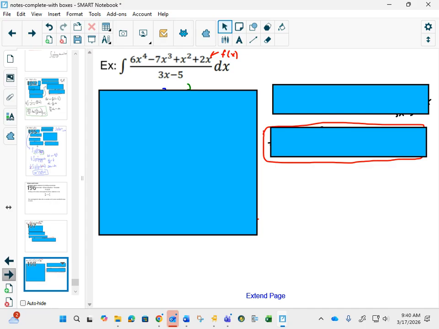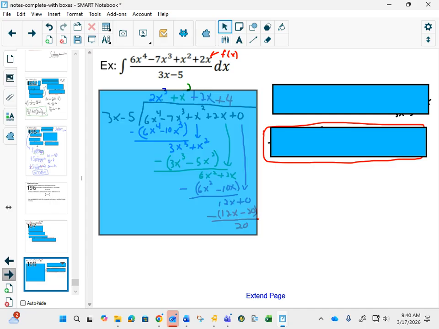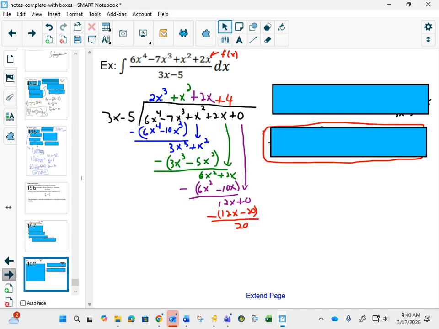Now we had synthetic division that we could use if you had x plus something, x minus something. But in grade 12, if you were dividing by a 3x minus 5, that's where we used our long division.